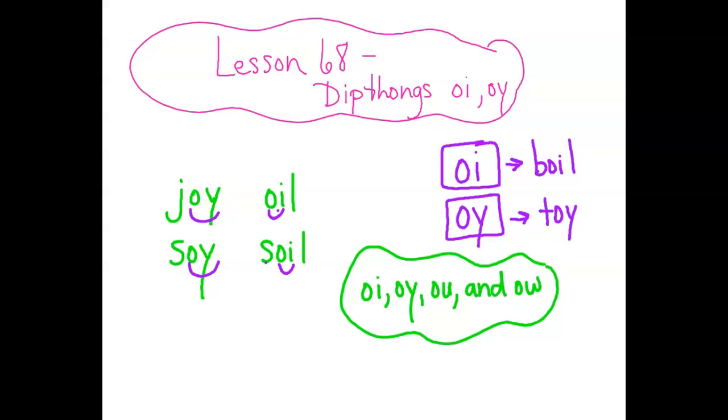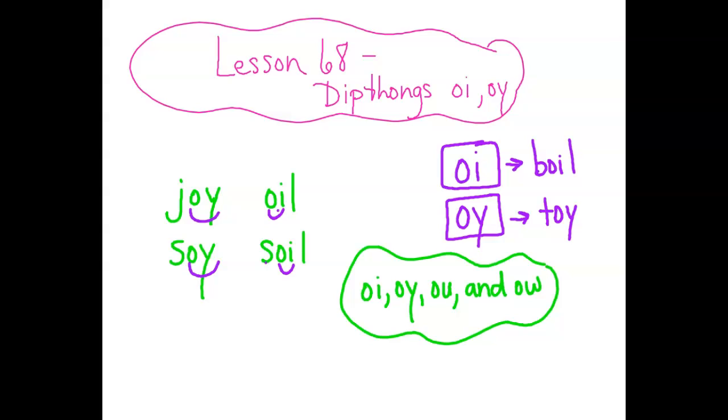Okay, so if you will look in purple, I have a box that has an O-I in it. This is called diphthong O-I, and I'm pointing to the word boil. So diphthong O-I goes with the word boil. Then I have a square that has an O-Y. This is diphthong O-Y.